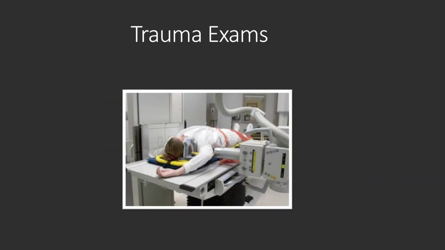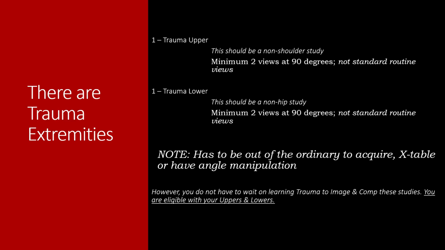Trauma exams. Yes, we have lab testing on trauma exams. There are trauma extremities. Now, you have a section in your uppers that is a trauma upper, and you have a section in your lowers for a trauma lower. Now, you have currently already been allowed to be pre-comping and imaging and pre-testing and testing on these. I just want to review this with you because a lot of people seem to be confused.